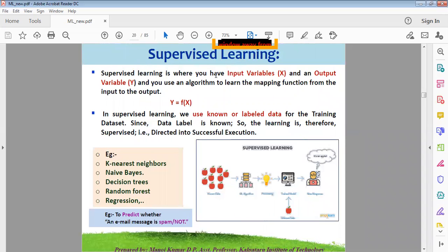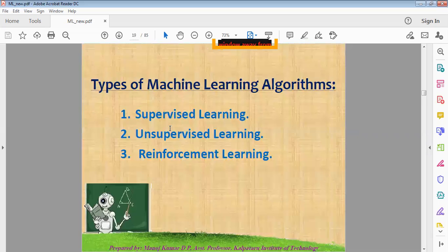So supervised learning is where you have input and output. Input is also there, output is also there, and you use an algorithm to learn a mapping function from input to output. So keep in your mind the machine learning concepts: data will be there, output will be there, program you should get. So keep in your mind this particular synthesis.